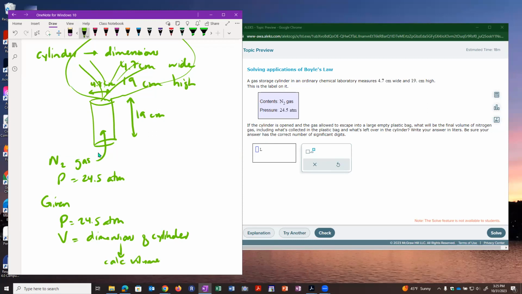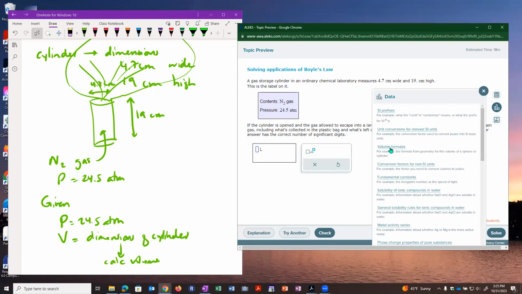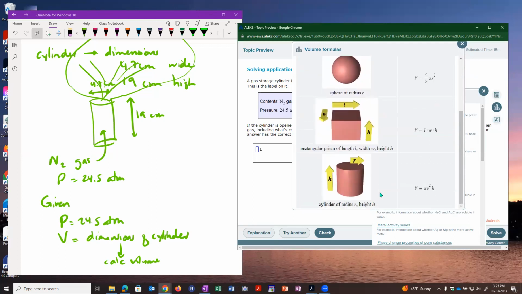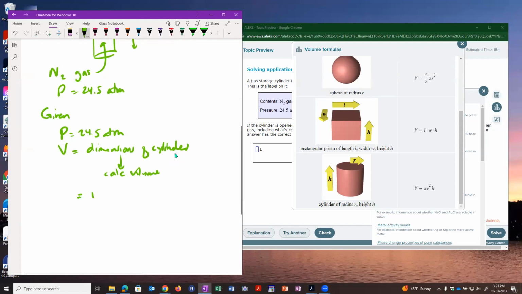So what's the formula for the volume of a cylinder? Well, if you don't remember, over here on the right side of your ALEKS page, you'll see there's a little tab that says data. If you click on it, you go down to volume formulas. You will see, hopefully, the formula for the volume of a cylinder. So the volume V is equal to pi r squared times height, where r is the radius and h is the height of our cylinder.